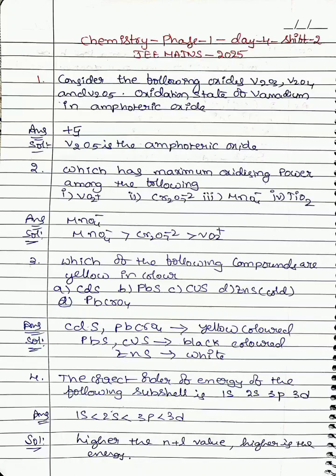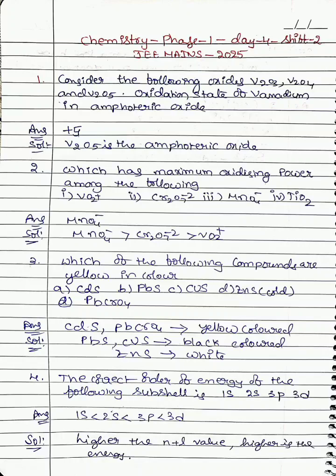MnO4 minus, that is permanganate ion, is having the maximum oxidizing power when compared to the other ions like dichromate and VO2 plus. Next, which of the following compounds are yellow in color? Among the given compounds, lead chromate and cadmium sulfide are yellow in color, whereas PbS and CuS are black colored compounds. Zinc sulfide is white in color. So the answer is cadmium sulfide and lead chromate.